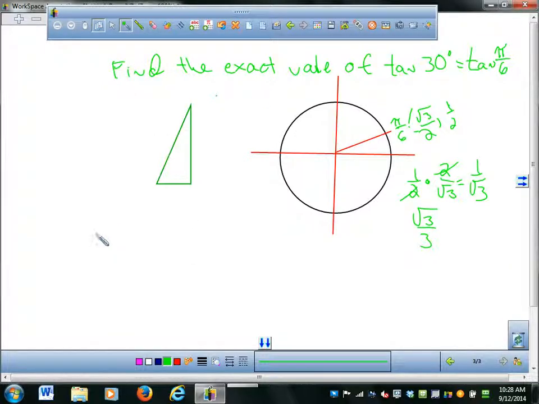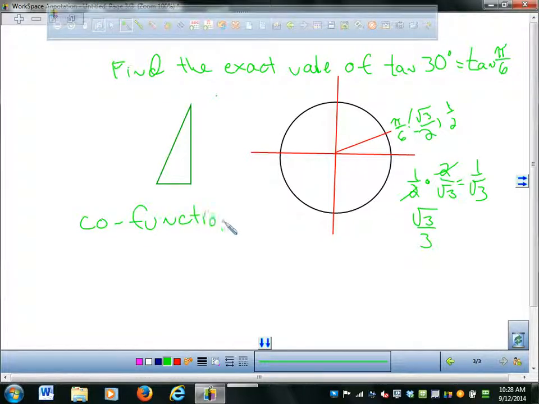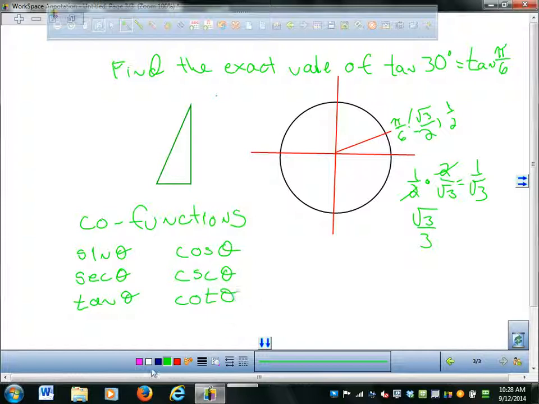Cofunctions. So we talked about reciprocal functions. These are a little bit different than cofunctions. So you have sine of theta and cosine of theta are cofunctions. Secant of theta and cosecant of theta are cofunctions, and tangent of theta and cotangent of theta are cofunctions. Does anyone know why they're called cofunctions?